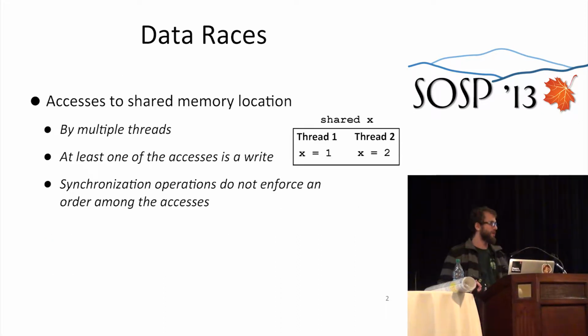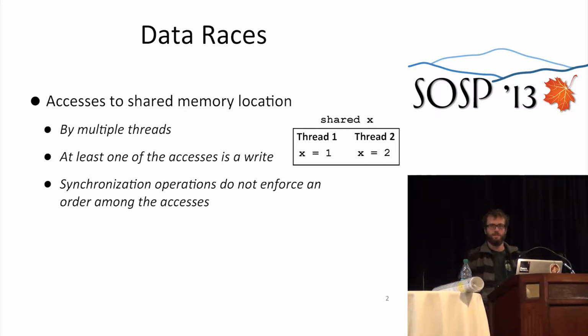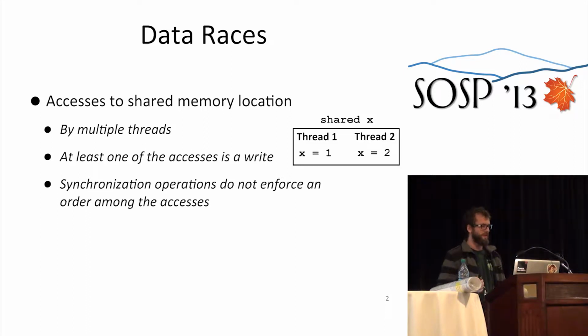So, this talk is going to be about data races, and what I mean by a data race is a situation that occurs in multi-threaded programs where there are accesses to a shared memory location by multiple threads, where at least one of these accesses is a write, and synchronization operations do not enforce an order among these accesses.